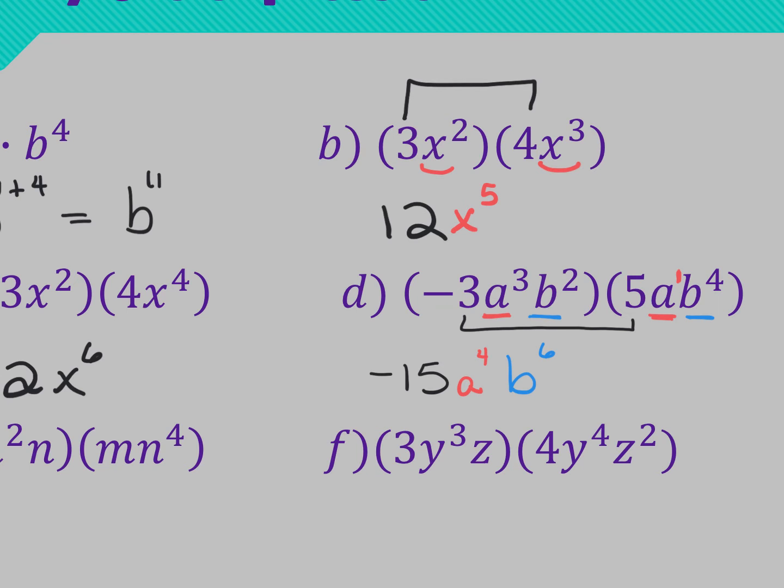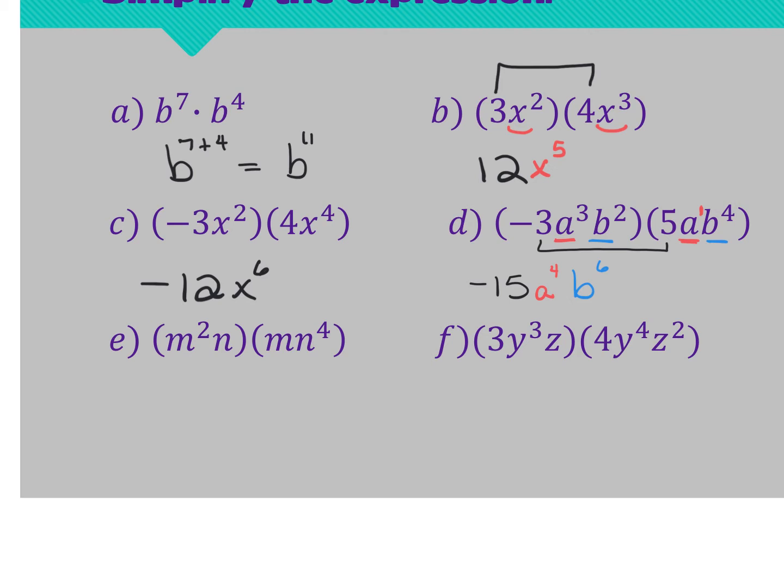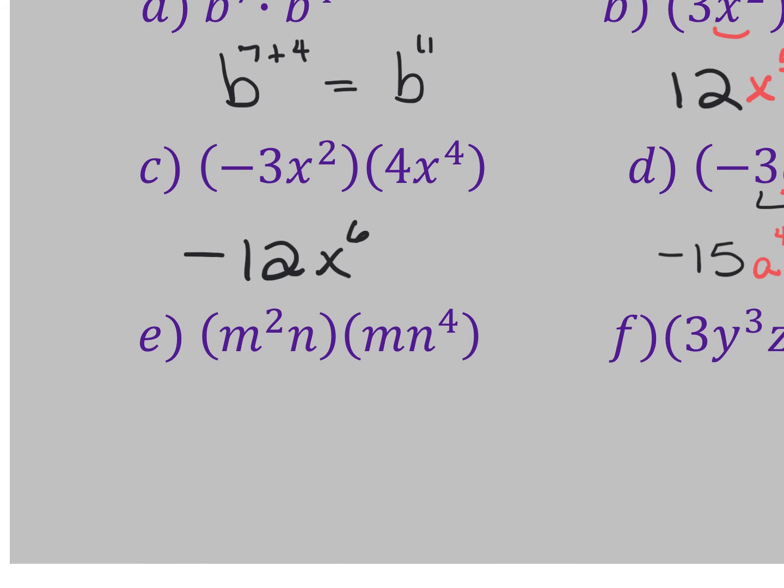Going to do the same thing on example E here. Notice there are no coefficients, so I'm only going to be looking at my base m and my base n. So for the m, again, remember I can assume that there is a little 1 here. So 2 plus 1 gives me m to the 3rd. And then I'll do the same thing for the n. I can assume a little 1 here. And 1 plus 4 is 5.